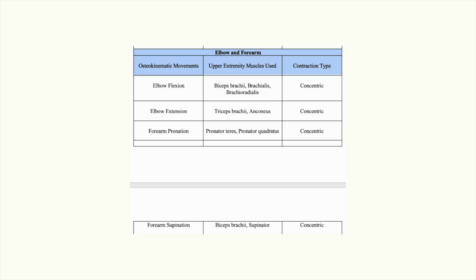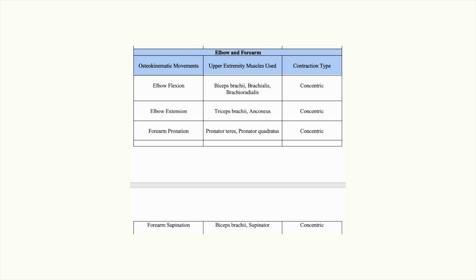Within this next section, I wanted to include two different perspectives within the video that really showed both the elbow and forearm together. So to start off, the osteokinematic movement I included was elbow flexion, and the upper extremity muscles that were used included the biceps brachii, the brachialis, and the brachioradialis. And next, the contraction type was concentric.